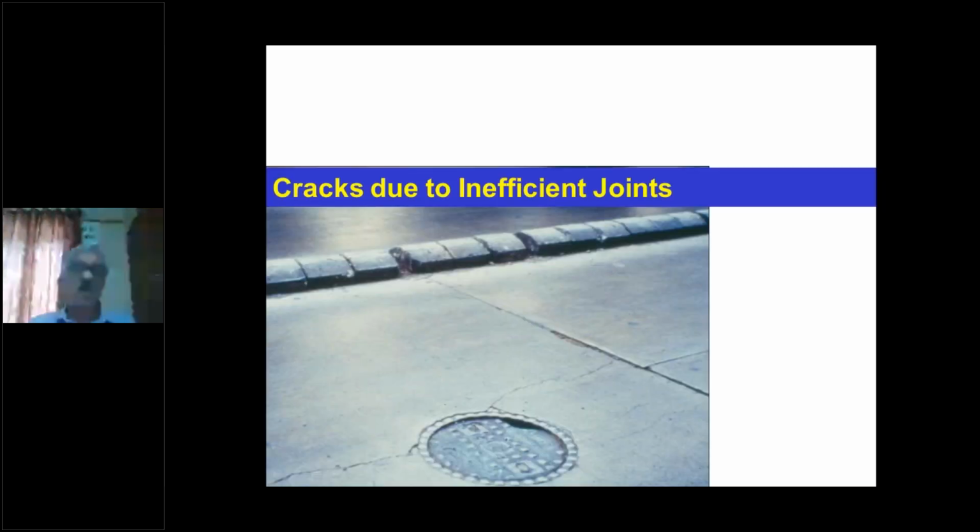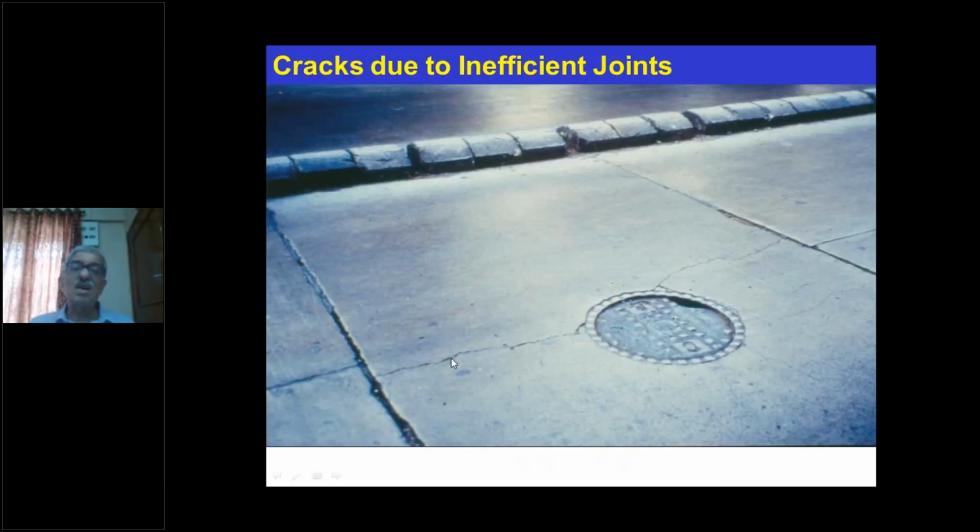You can see here inefficient. The engineer thought that there is a manhole in between, so he won't be able to cut a groove here. But concrete thought that there's a longer length, so it made its own crack, because the engineer failed to give a correct groove at a correct spot.